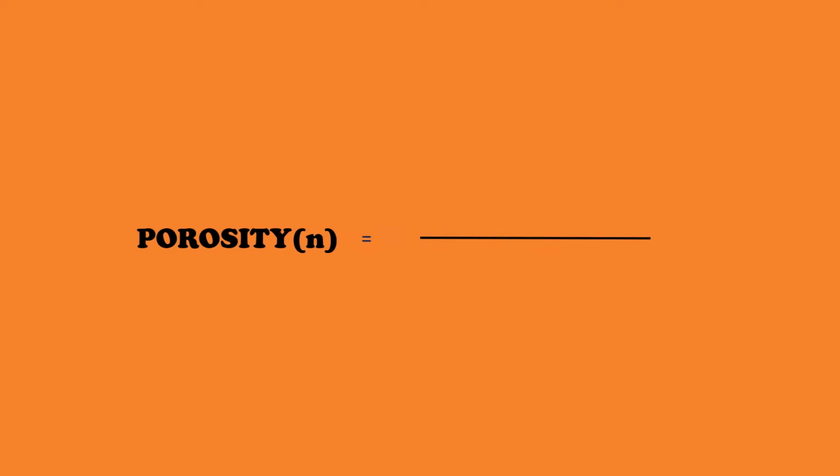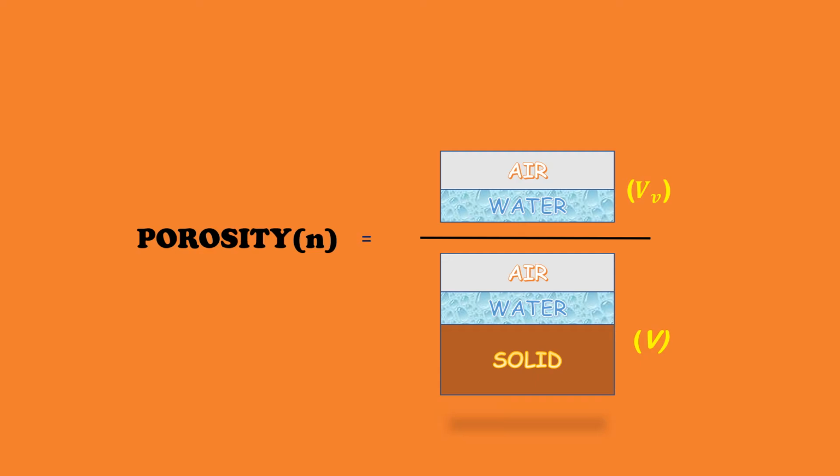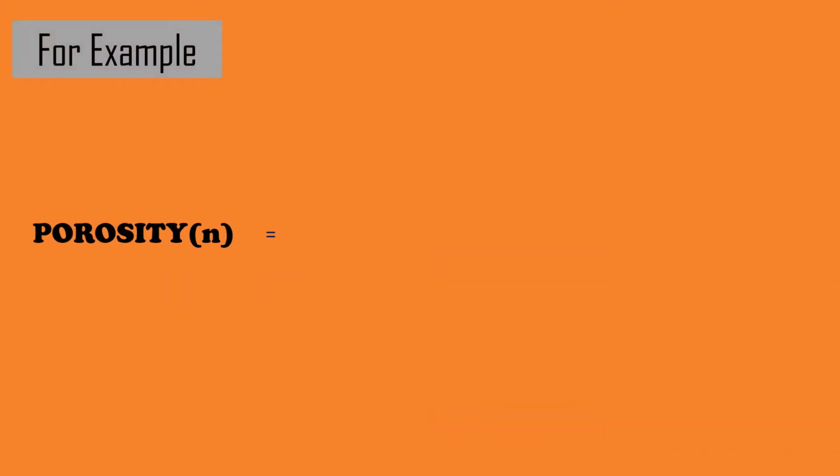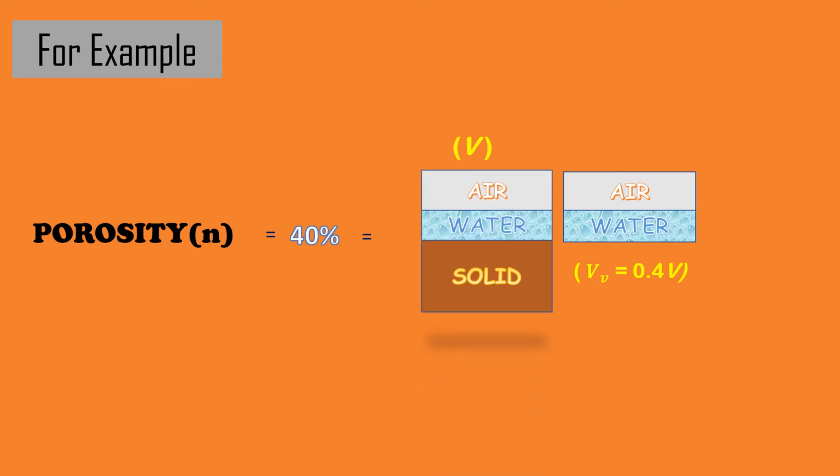The second volumetric relation is porosity. The porosity is defined as the ratio of the volume of voids to the total volume of the soil mass. It is expressed as a percentage, such as 40%, 50%, etc. For example, if the porosity of a given soil is 40%, it means the volume of voids in the soil mass is 40% of the total volume of soil. It also means the remaining 60% will be the volume of solids.